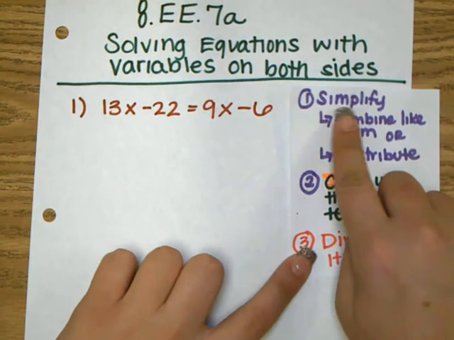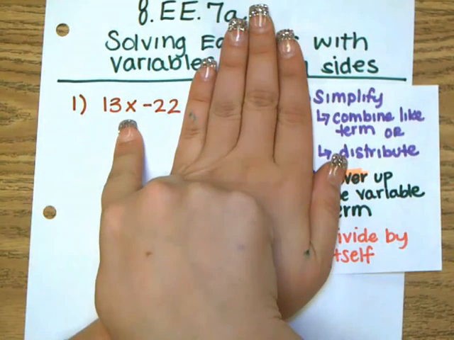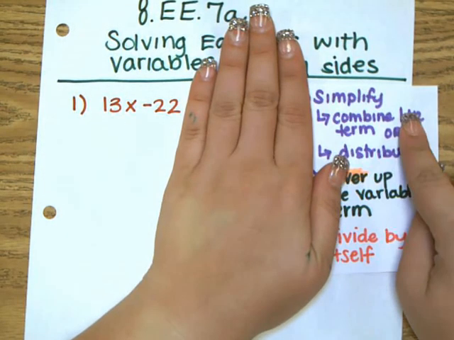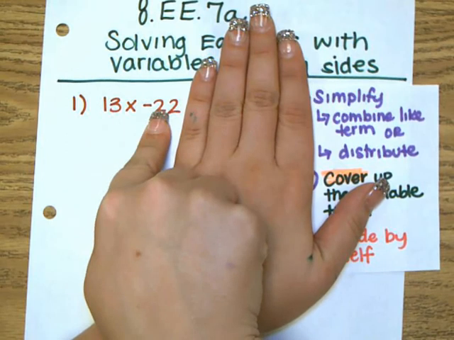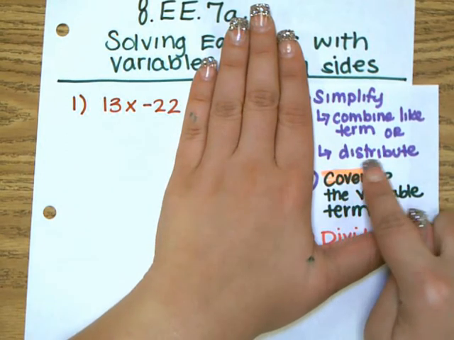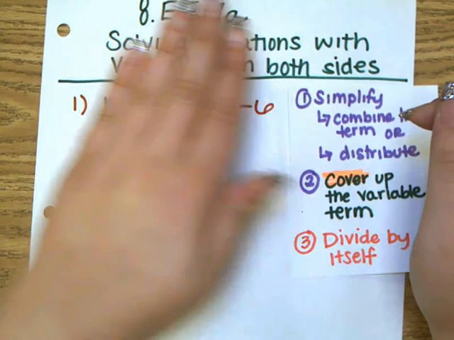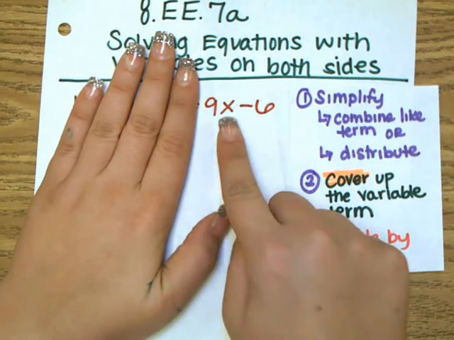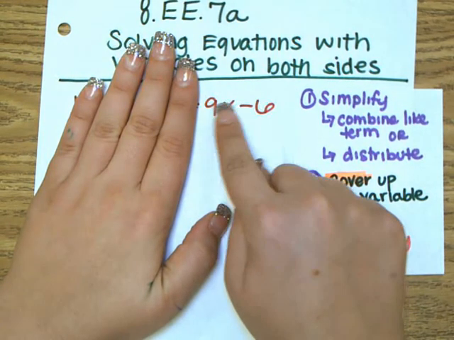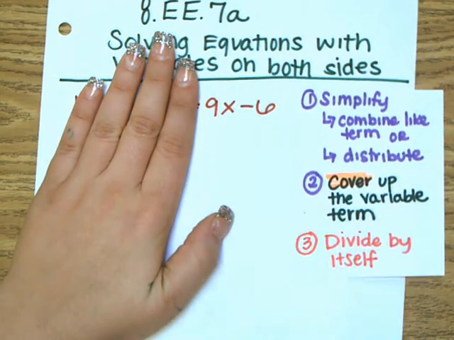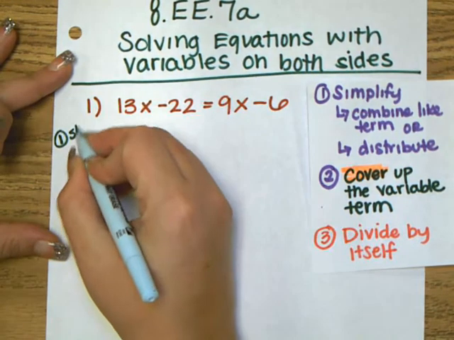So step 1 is to simplify. So you're going to look to the left side and see if there's anything we can combine, which we can't. This has an x, this one doesn't. Or check if there's anything we can distribute. There are no parentheses. Then we're going to check the right side. We can't combine 9x with negative 6. We can't distribute anything. So step 1, we're going to skip.